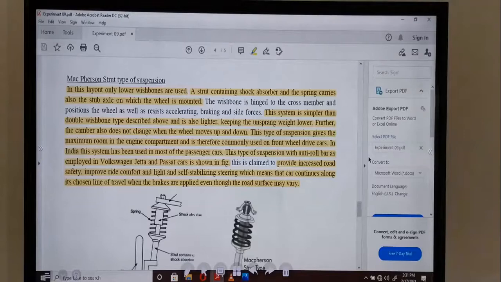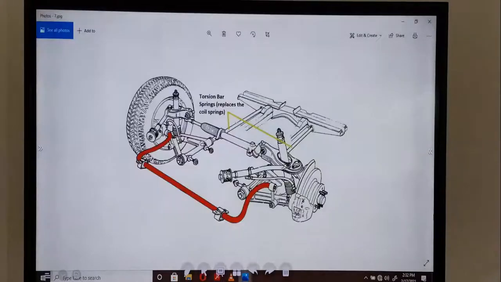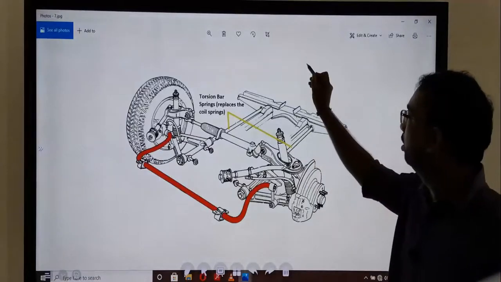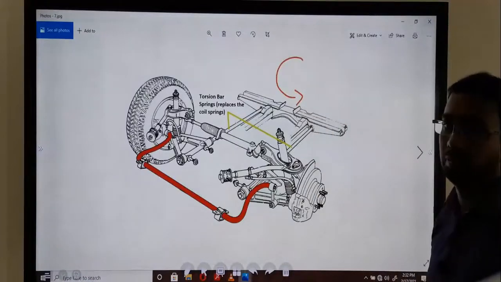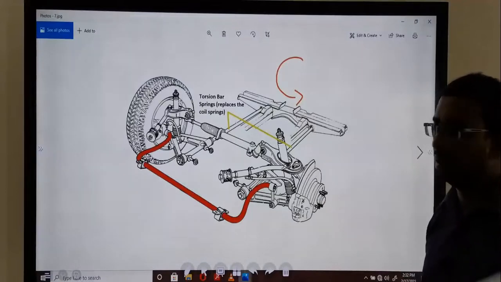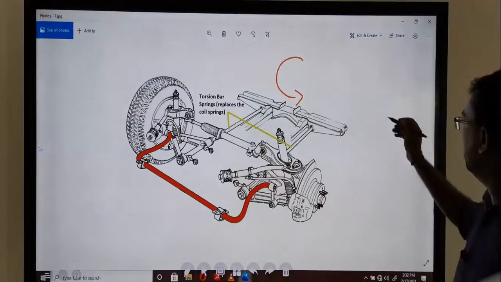This anti-roll bar provides increased road safety, improves ride comfort, and gives light and self-stabilizing steering. Because of this crossbar, sometimes when you turn the steering, the vehicle may become unbalanced. So this sway bar controls the traction of the vehicle. That's called traction of the vehicle.